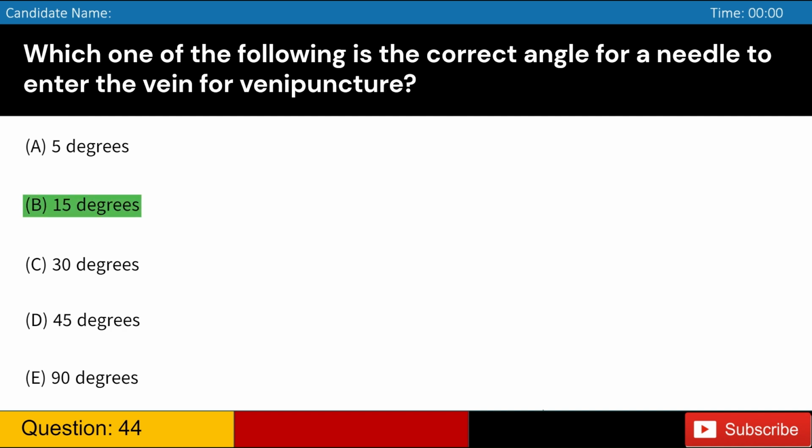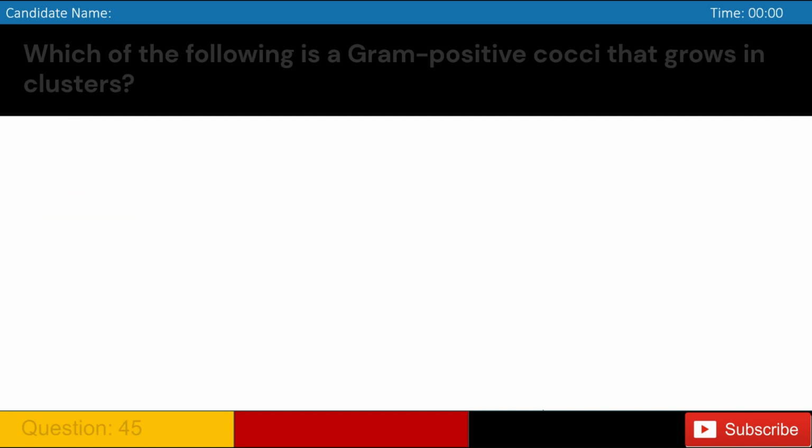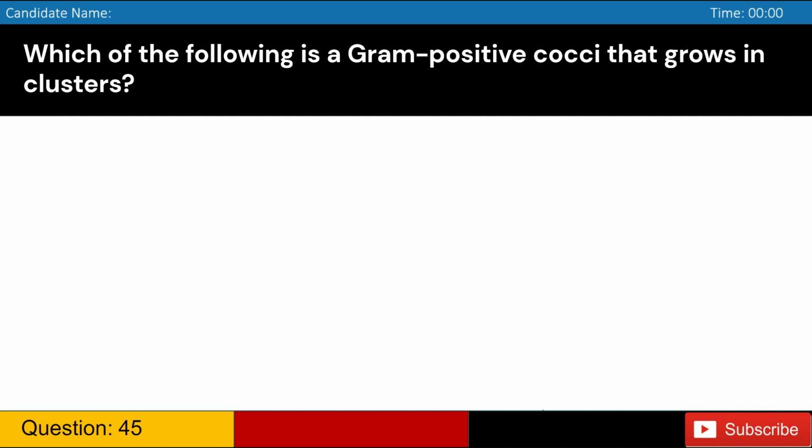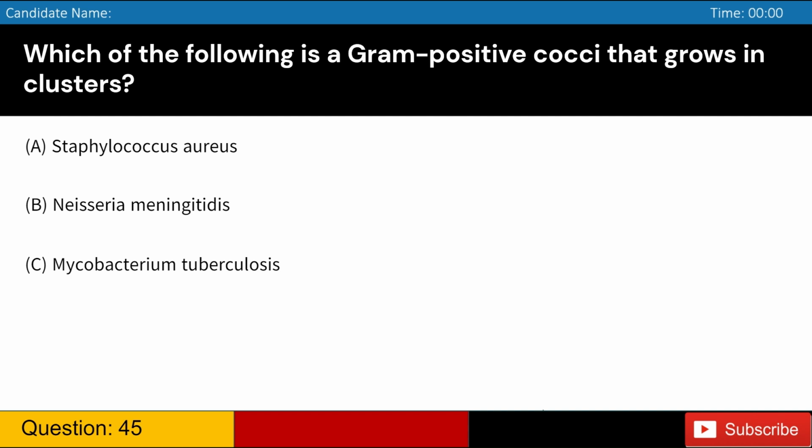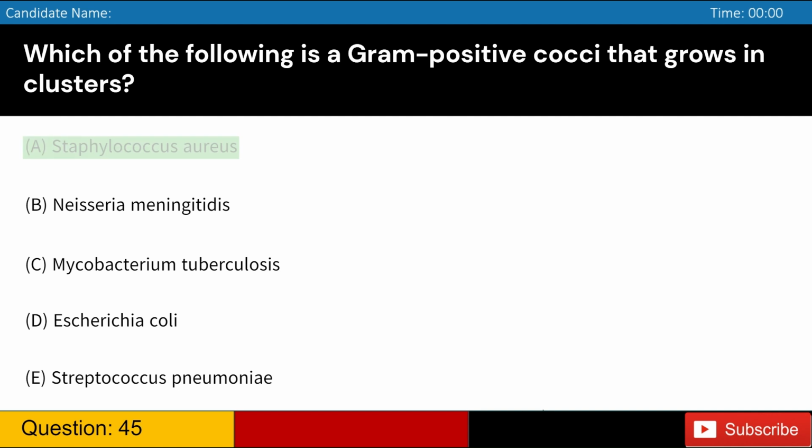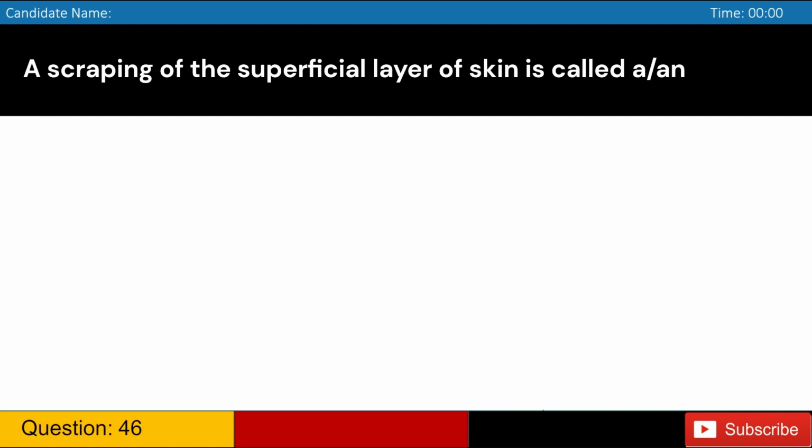Answer B. 15 degrees. Which of the following is a gram-positive cocci that grows in clusters? A. Staphylococcus aureus. B. Neisseria meningitidis. C. Mycobacterium tuberculosis. D. Escherichia coli. E. Streptococcus pneumoniae. Answer A. Staphylococcus aureus. A scraping of the superficial layer of skin is called an abrasion.